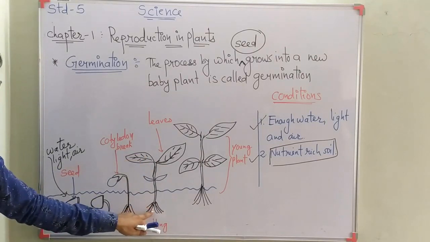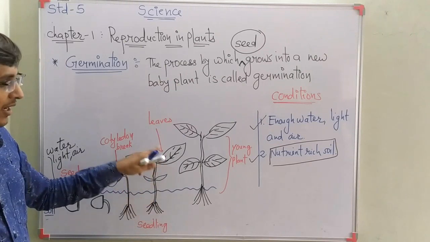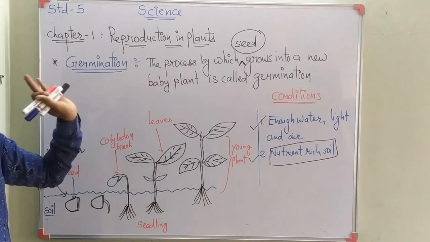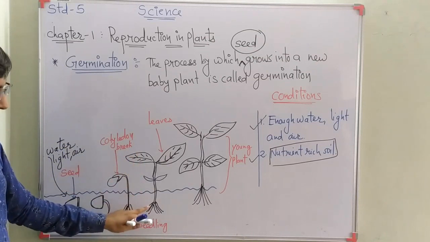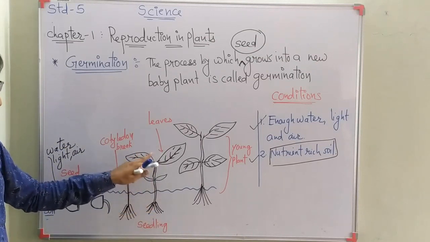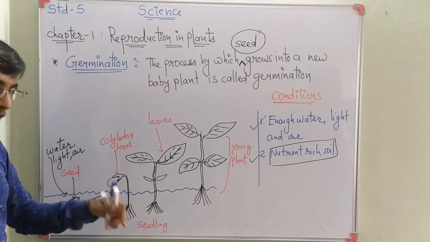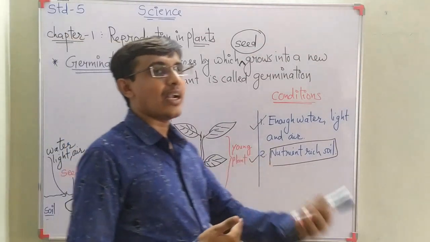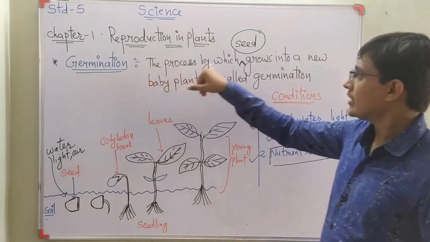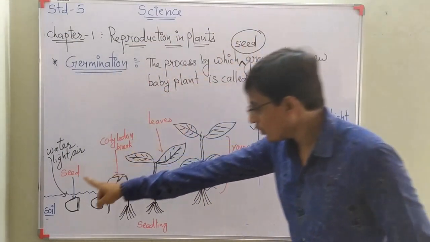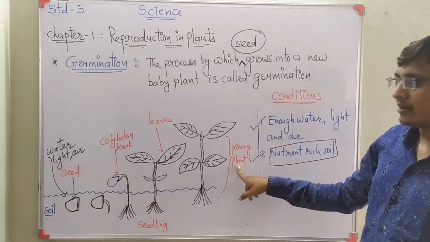Roots are present inside the soil, and leaves are in the uppermost layer, above the soil. The process of the rising of the roots and the shoots is called seedling. From that, a new plant will grow. So do you understand what is meant by germination? The process by which a seed grows into a new, young plant.